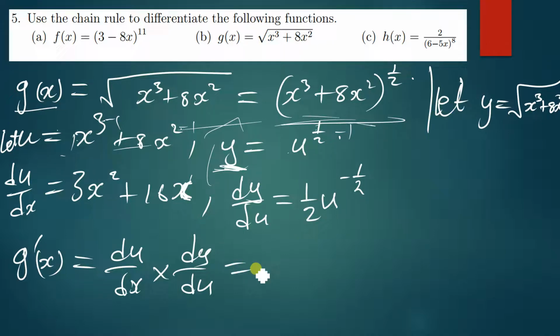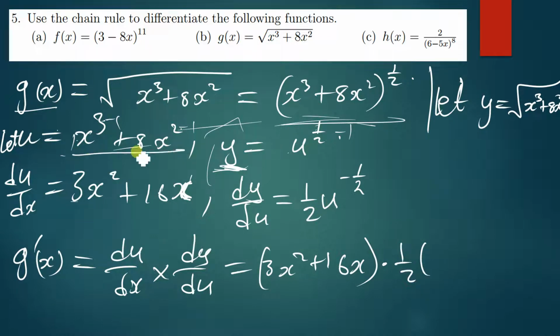Alright, so we just put in the things that were found there. So du dx is 3x squared plus 16x in brackets, and then we have dy du. Dy du is simply just 1 over 2. Then u is given, so this is what we equated to u, so we put it there. So we have x to the power 3 plus 8x squared, and we're raising this to the power negative half.